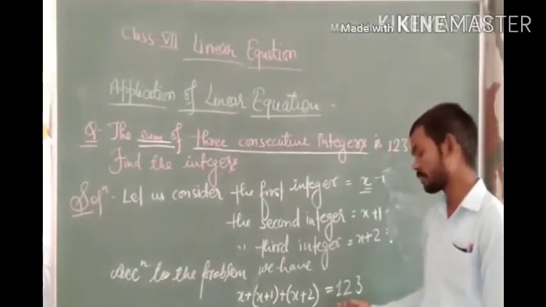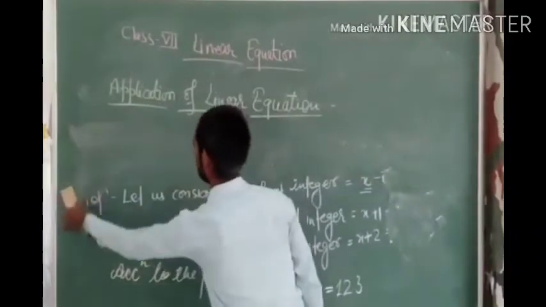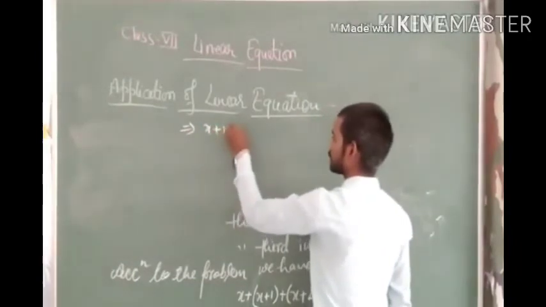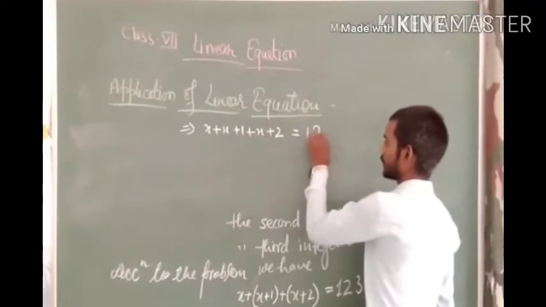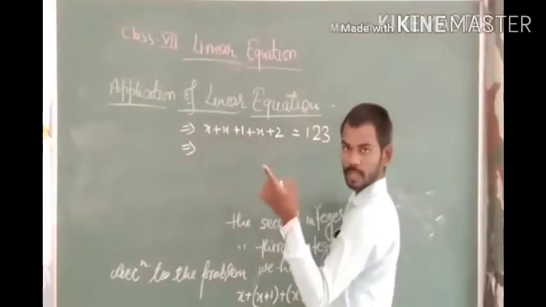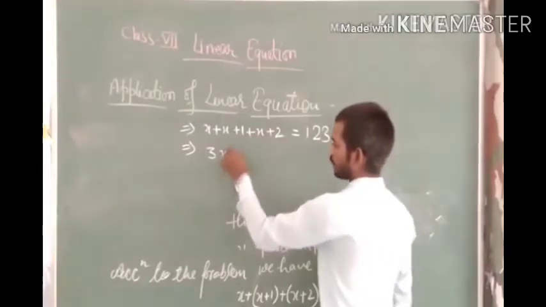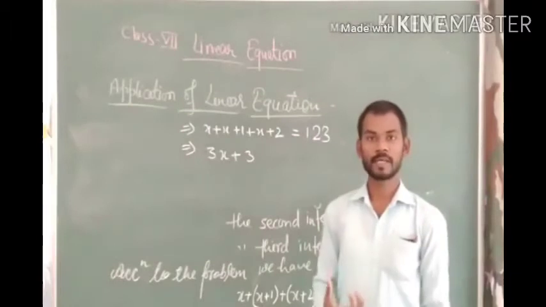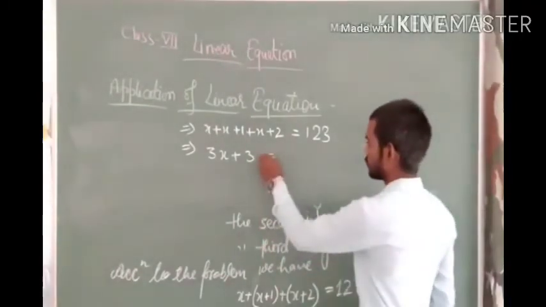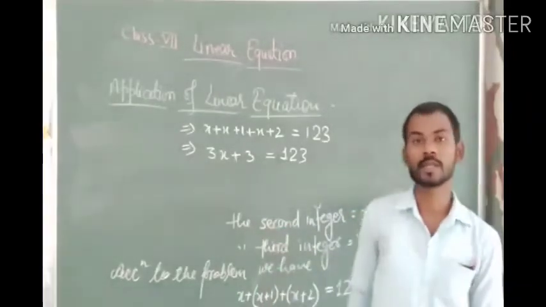Now we add these and we will get our linear equation. So let's see. We get x plus x plus 1 plus x plus 2 is equal to 123, and this implies x plus x plus x, x plus x is 2x, plus x is 3x. So we get 3x and 1 plus 2 is 3. We add variable quantities together and constant quantities together, and this is equal to 123. Now we get our required linear equation in one variable.